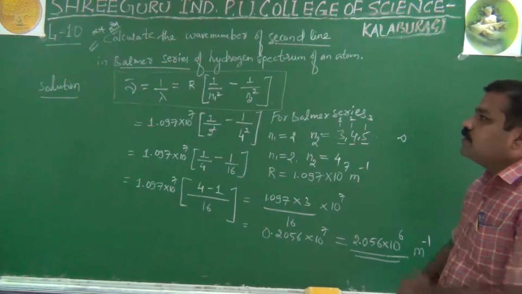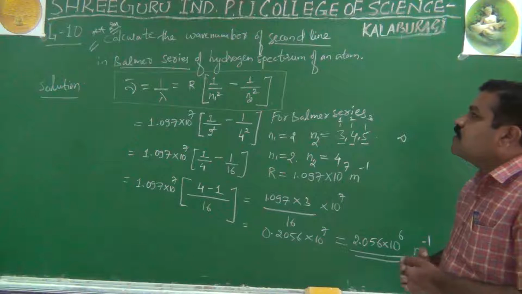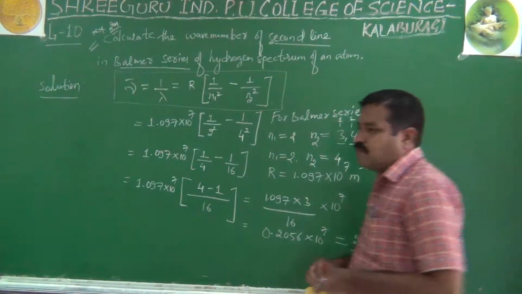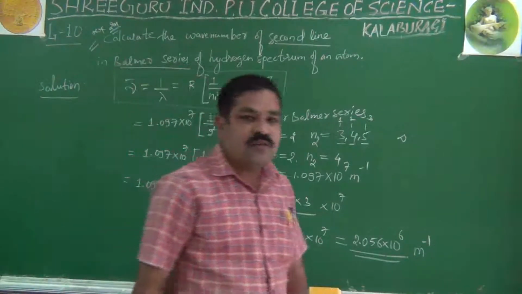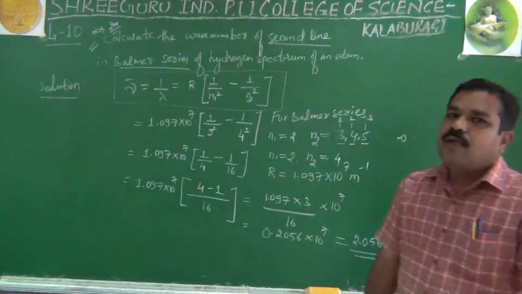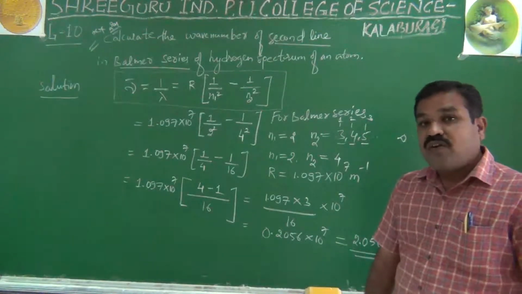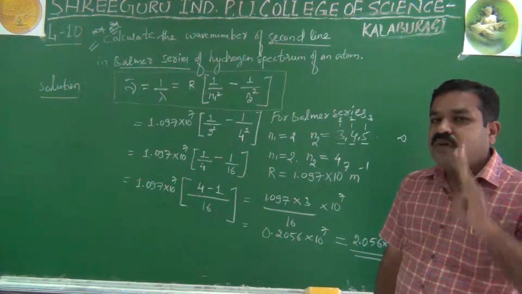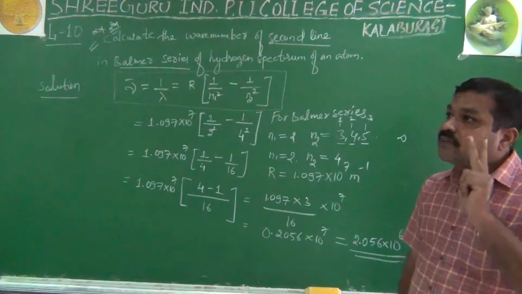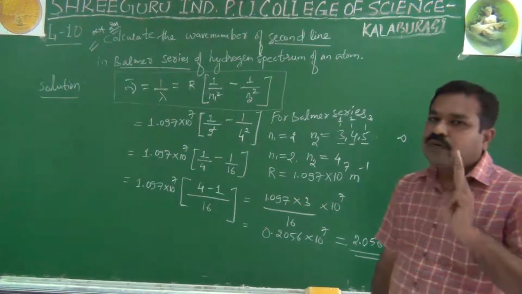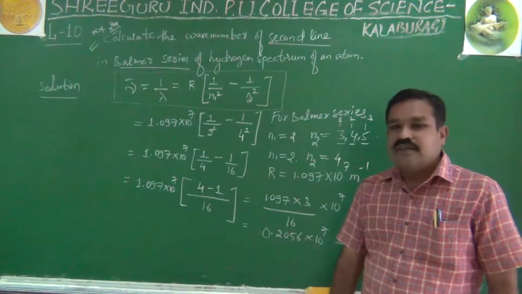Right? So this is about calculating the wave number of the second line in the Balmer series of the hydrogen spectrum of an atom. Like this, if they ask you, for example, the Lyman series, then what you have to do, sir? Simple. For Lyman series, n1 is 1, n2 is correspondingly 2, 3, 4. If they ask you the first line, n2 value you have to take 2, second line 3, third line 4, like that. So basically they will ask you this only, that is Balmer series.